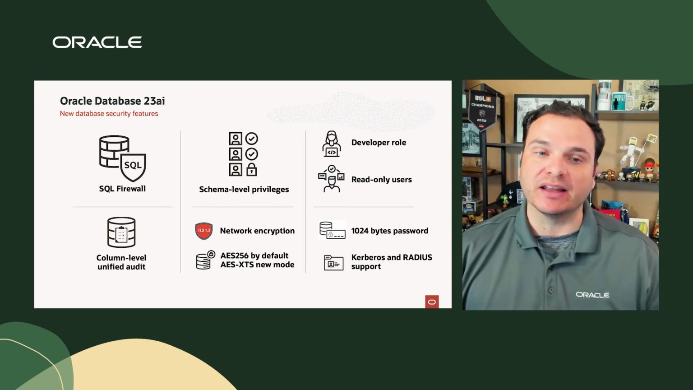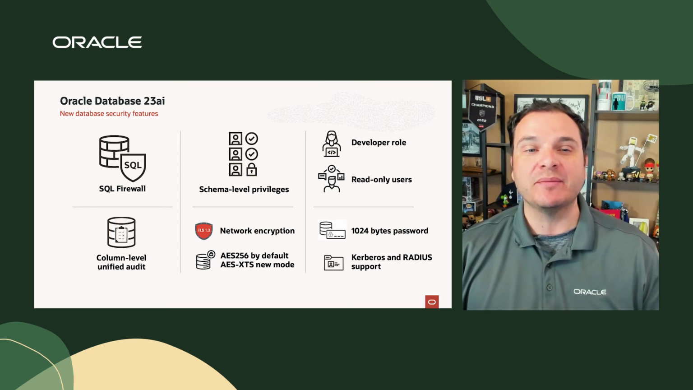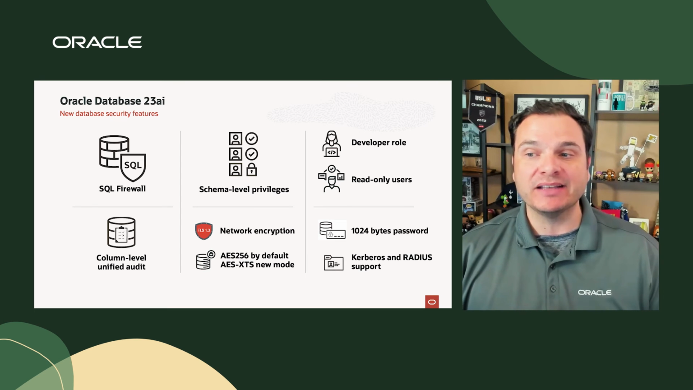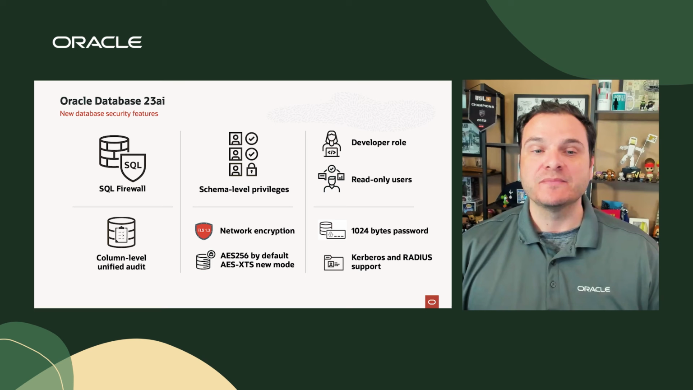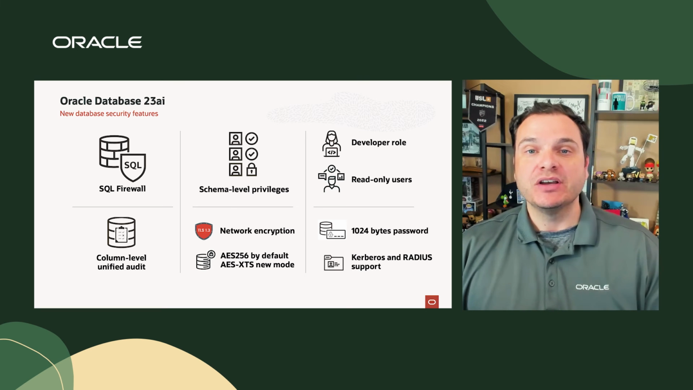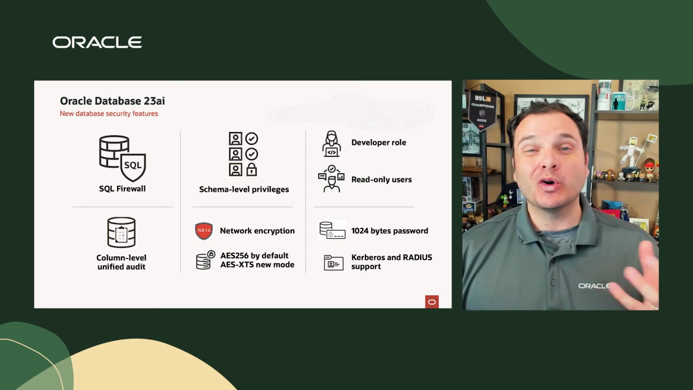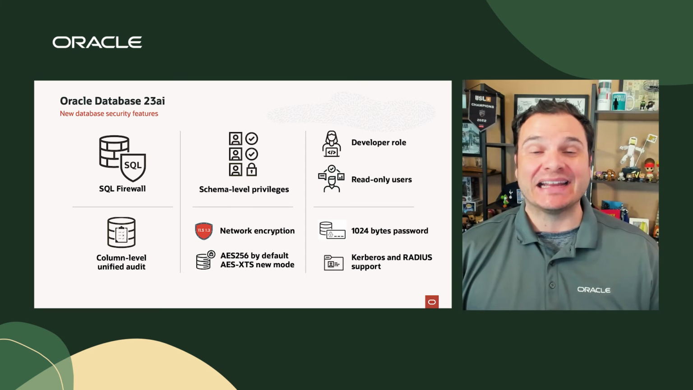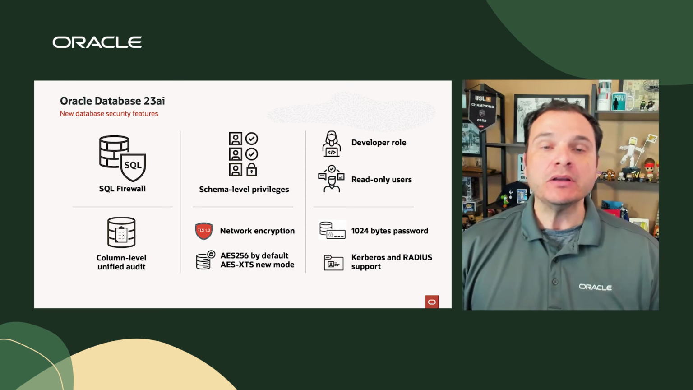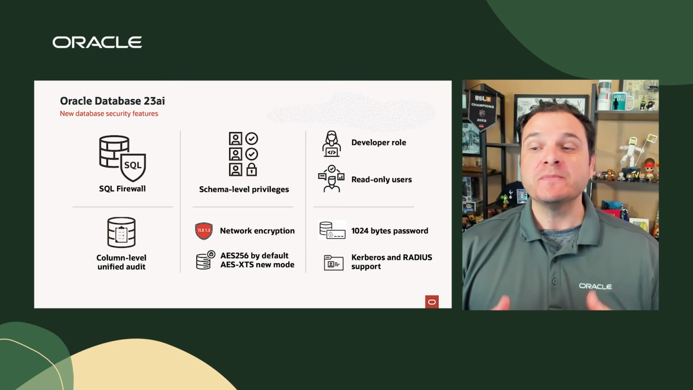Now, in 23ai, we have over 40 new security features and capabilities. Here are just a few of the highlights. That flagship option is going to be Oracle SQL Firewall, which is included with your Oracle Cloud databases, such as Autonomous Database and Exadata Cloud Services. Schema-level privileges allow you to grant privileges to specific schemas instead of individual privileges or wide open, like SELECT ANY TABLE type of privileges.